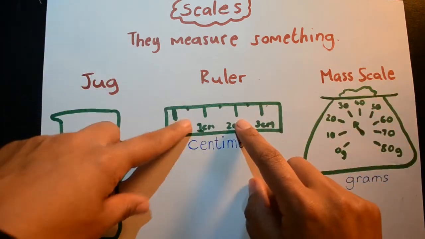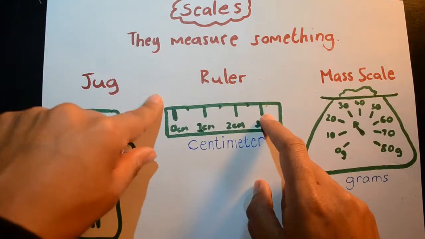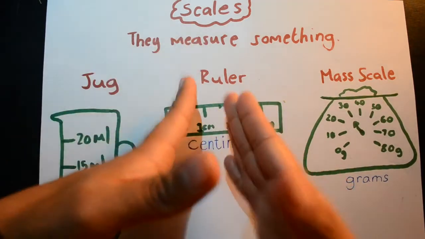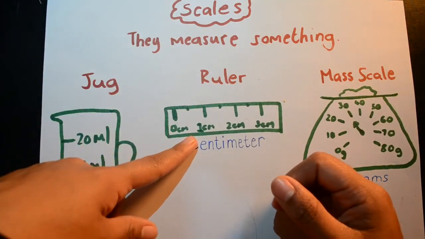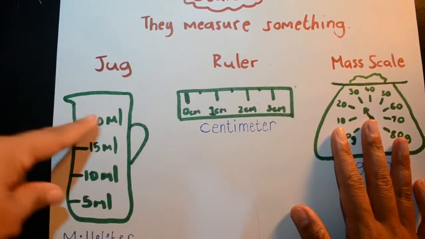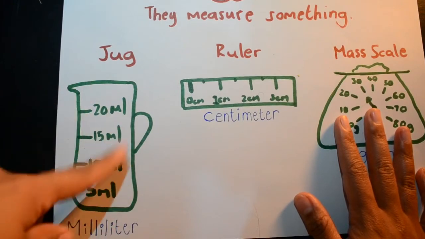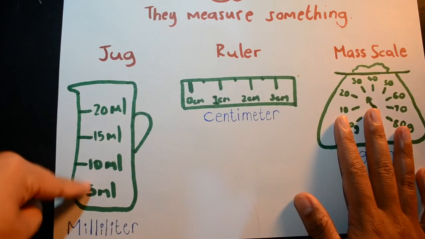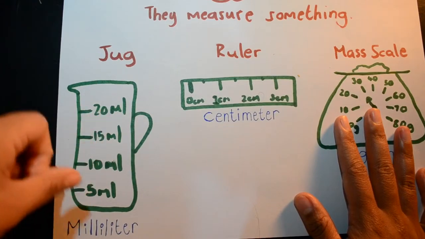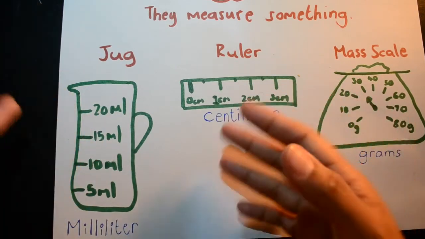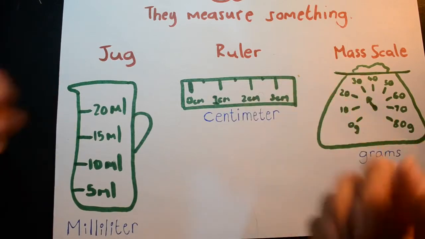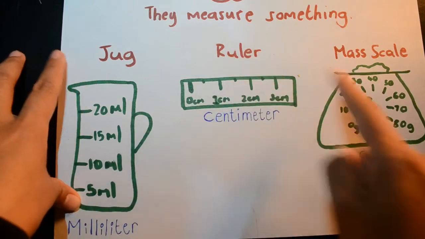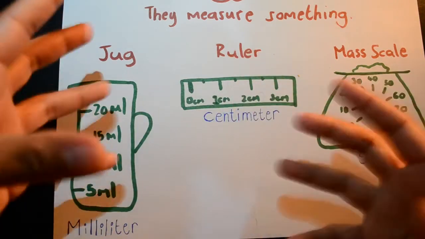Then in your normal pencil cases, you have a ruler, and this measures how long something is or how short something is. And then, I'm sure when you've seen someone bake or you've baked yourself, there's a jug and they have all of these measurements on the side. It tells you how full something is or how empty something is. So all of these things measure something.